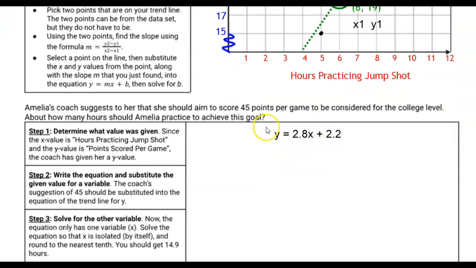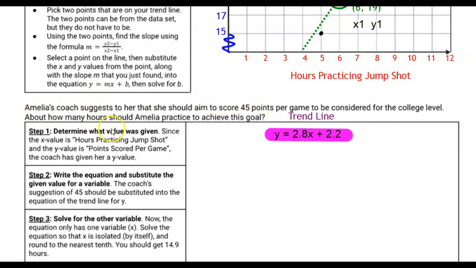Now that I have this equation, remember this equation is something we call the equation of a trend line. And this equation is going to help us make a prediction for the future. It's going to help us extrapolate. So y equals 2.8x plus 2.2. Let's see if we can use this to extrapolate what's happening here.